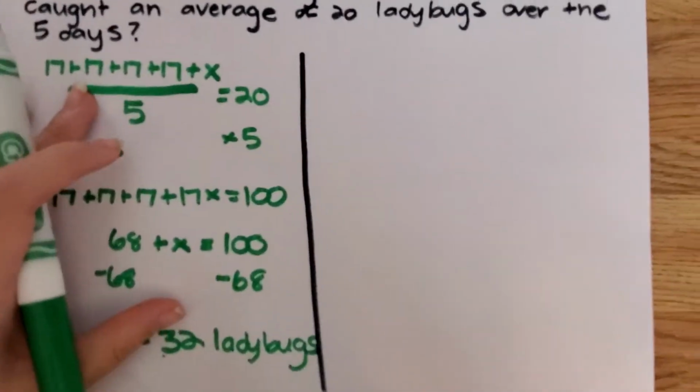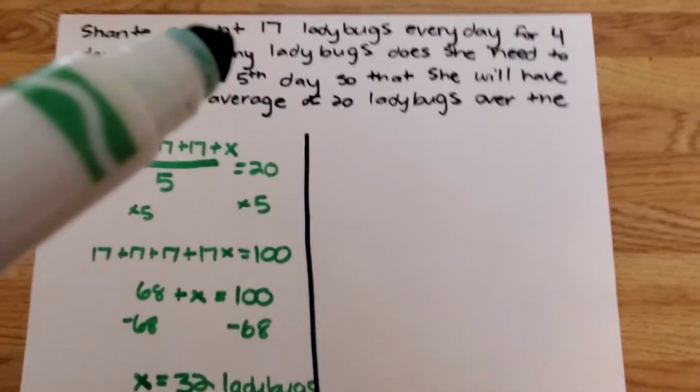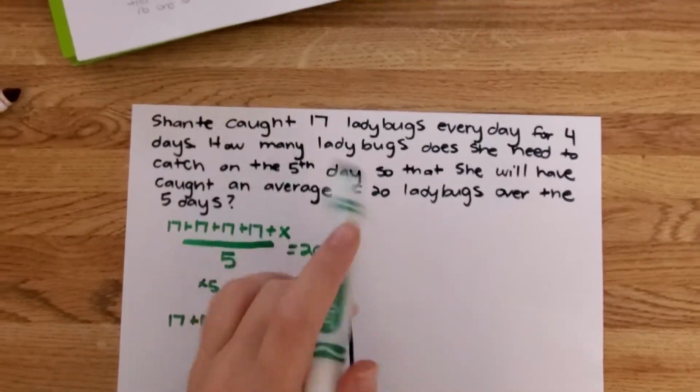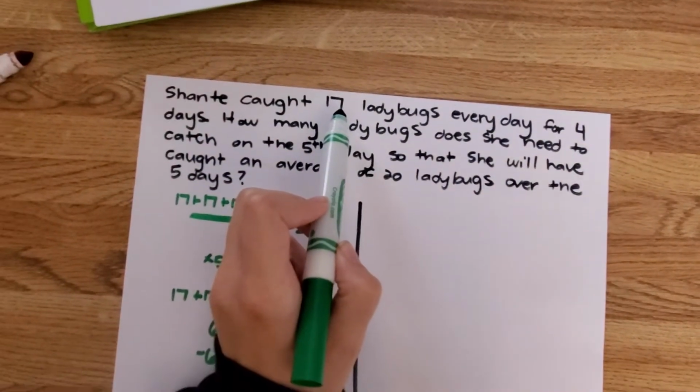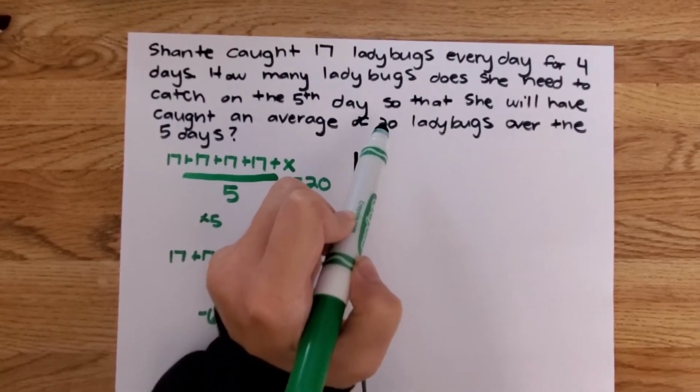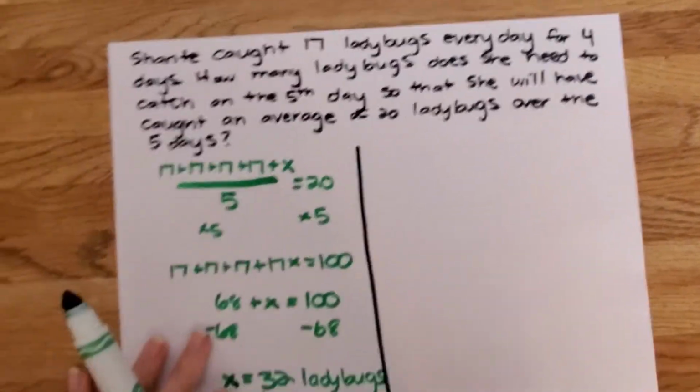Now let's look at another way to go about solving this problem. So this time, again, we have the same thing we're looking at here. Our average right now is 17, so it looks like we caught 17 ladybugs every day. We want to make it look like we caught 20 every day. So how many do we need on that 5th day?